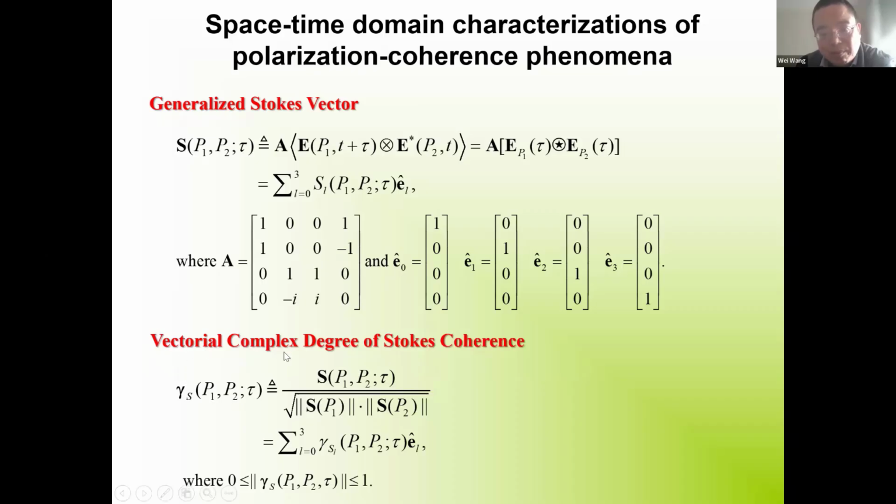This vectorial complex degree of Stokes coherence is also bounded within 0 and 1. When gamma S equals 0, the Frobenius norm is equal to 0, and we call this light incoherent light. When gamma S is equal to 1, we call the light coherent light. So based on the geometry representation of the Stokes vector for normalization purposes, we also establish an alternative way to represent the polarization-related coherence phenomena.